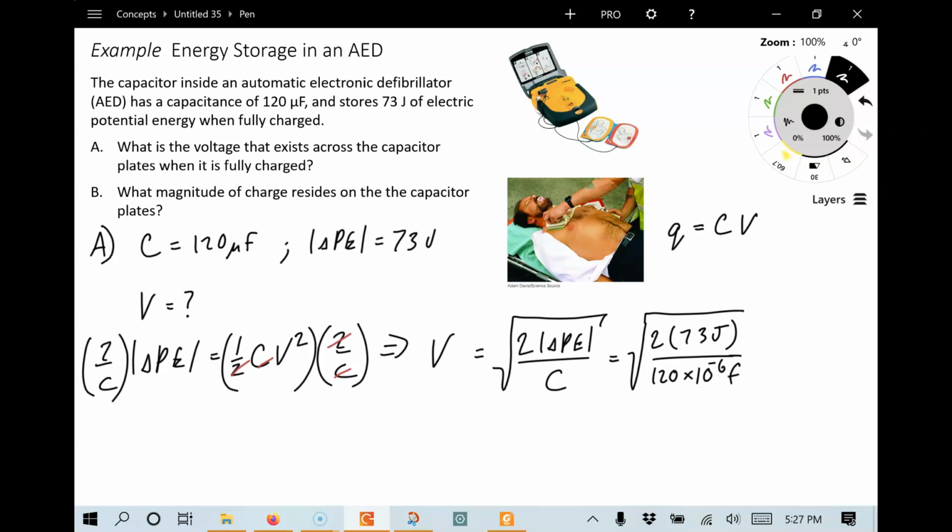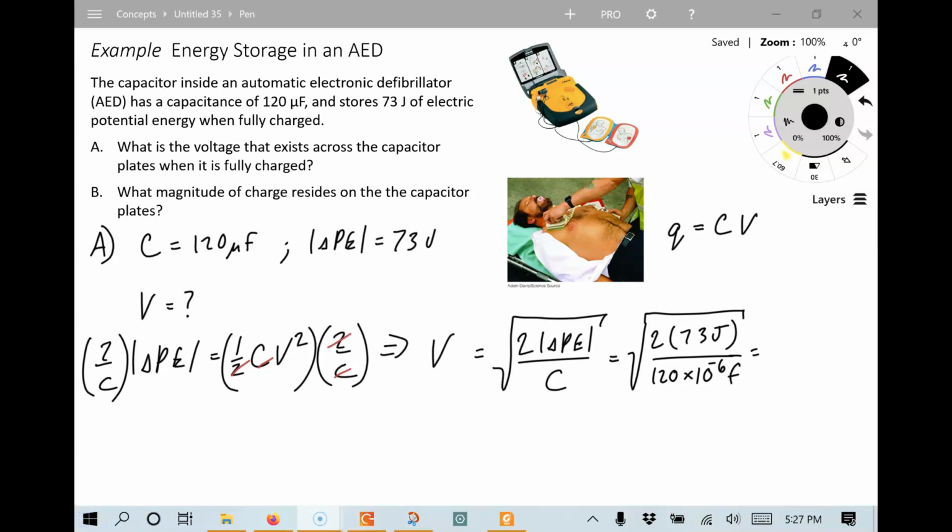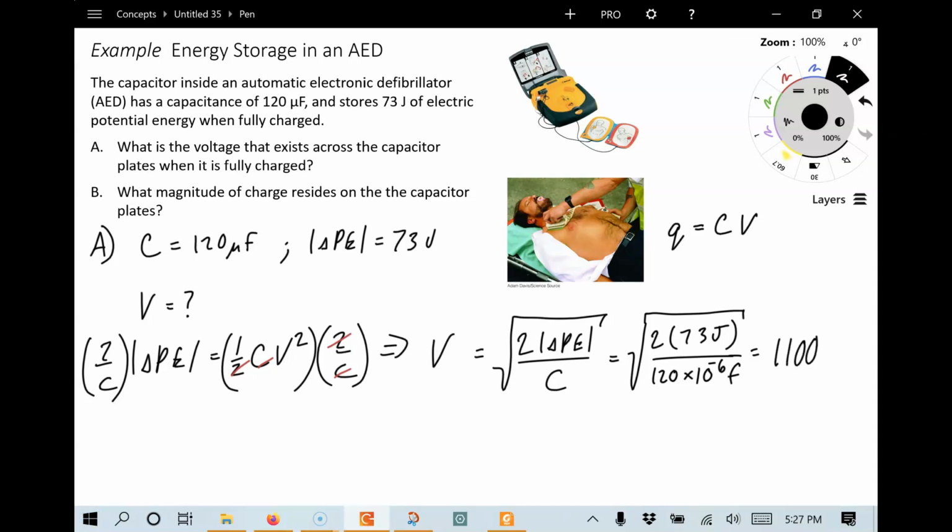Now I converted to farads, the SI unit for capacitance, because with all these new units I want to be sure I'm in SI units, so when I do a calculation I'll come out with the correct answer in SI units. Plugging this into the calculator, we get an answer of about 1100 volts.